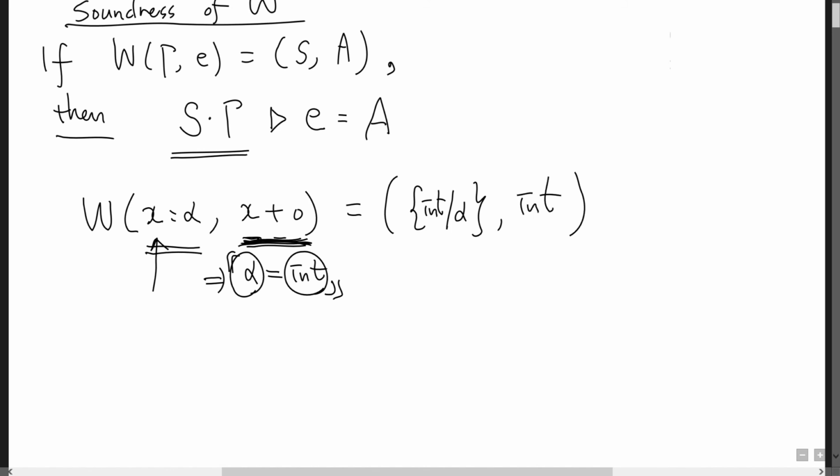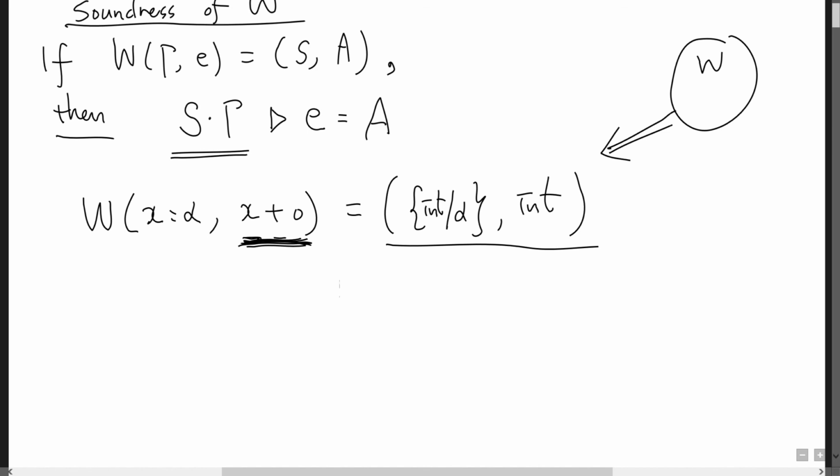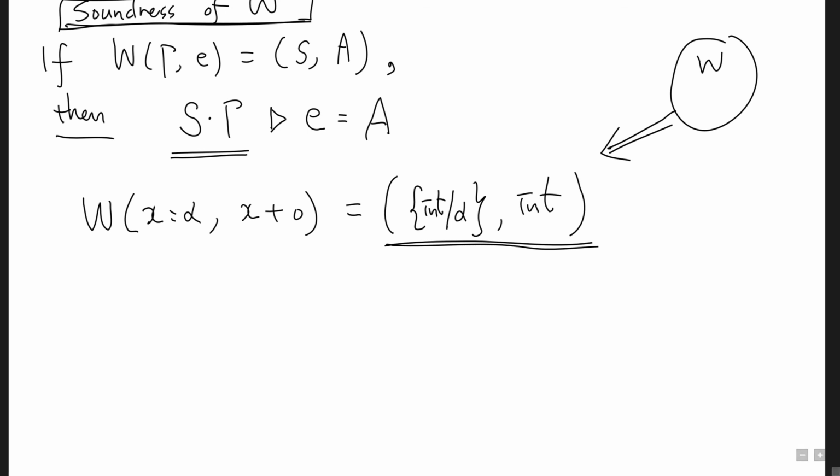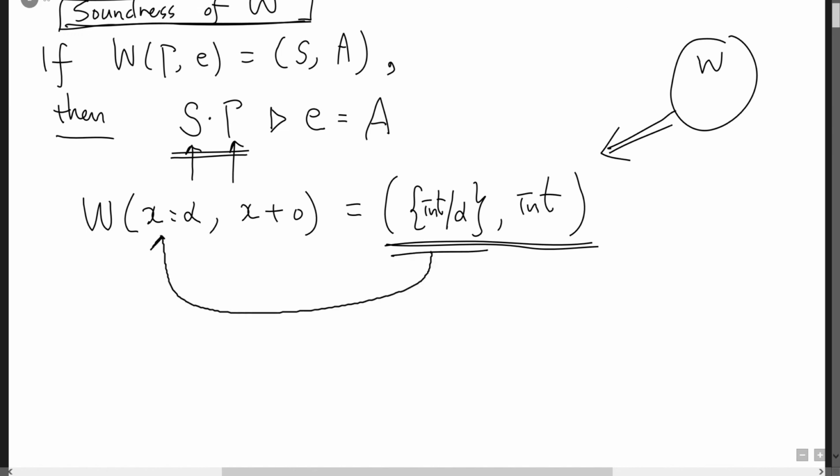So we haven't developed the algorithm W yet, but this algorithm W would return an answer like this one. Then let's analyze the result again with respect to this soundness. Let's apply the substitution to this typing context. Then we obtain x has type int. And under this typing context, expression x plus 0 has type int.